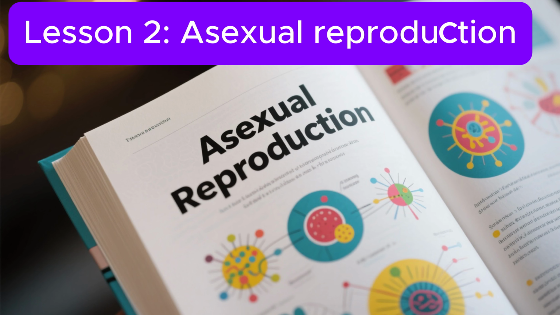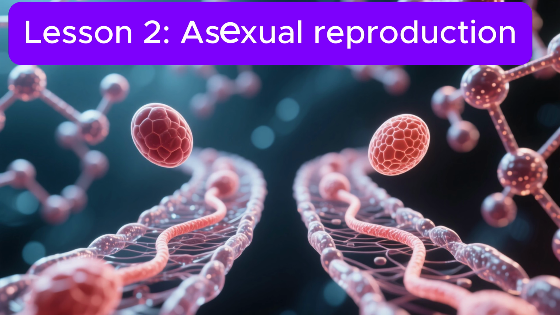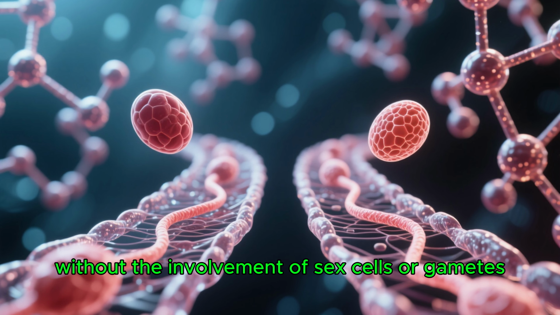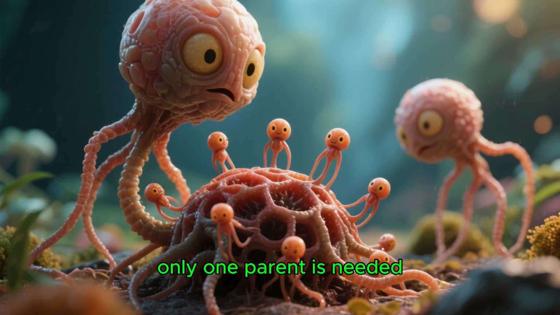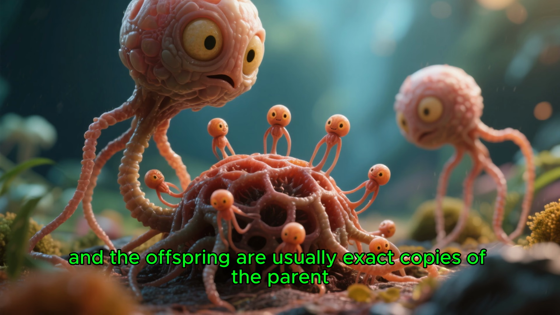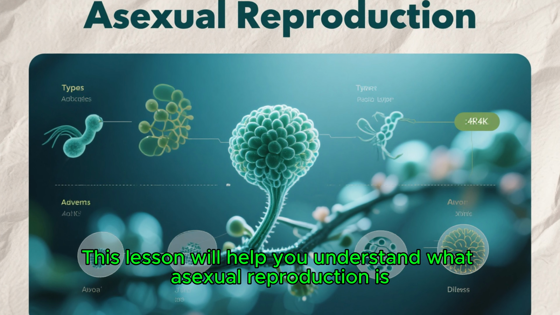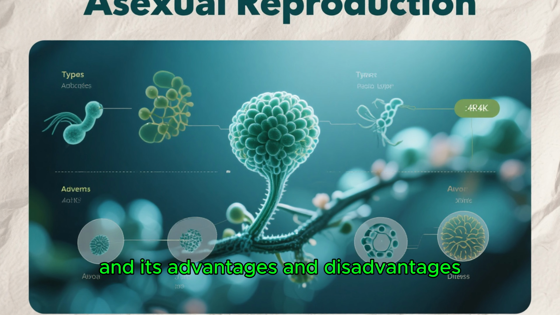Lesson 2, Asexual Reproduction. Asexual reproduction is a way of producing new individuals without the involvement of sex cells or gametes. In this type of reproduction, only one parent is needed and the offspring are usually exact copies of the parent. This lesson will help you understand what asexual reproduction is, the main types, and its advantages and disadvantages.